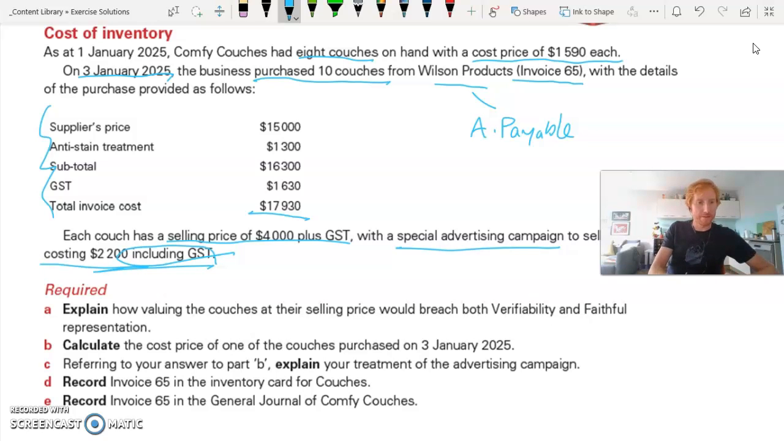To start off, explain how valuing the couches at their selling price would breach both verifiability and faithful representation. We've got two marks here.